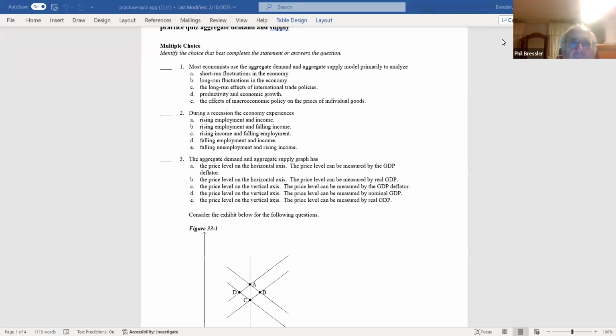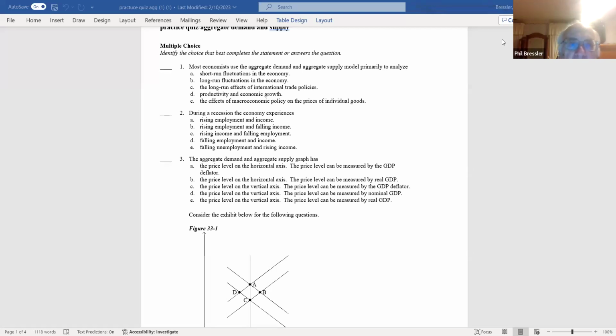Okay, I'm going to start with the breakdown on the practice quiz, aggregate supply and aggregate demand. Most economists use the aggregate demand and supply method primarily to analyze short-run fluctuations in the economy. Notice the question does not have aggregate demand, aggregate supply, and long-run aggregate supply. So the aggregate demand and aggregate supply model is just used for short-run fluctuations in the economy.